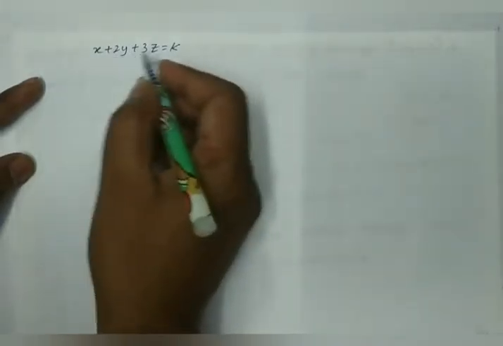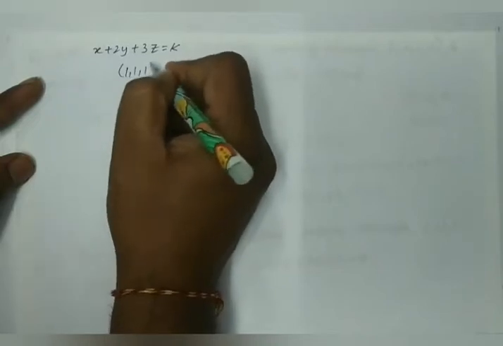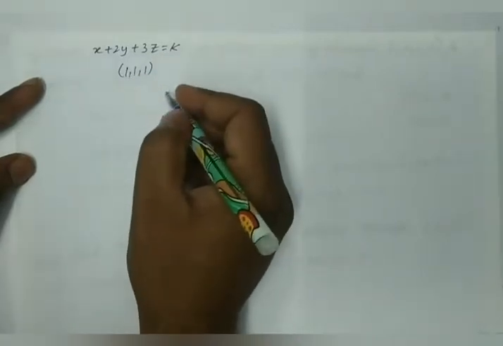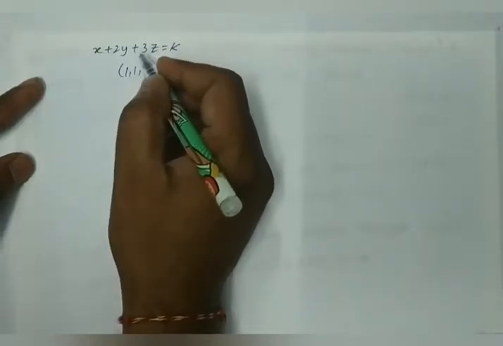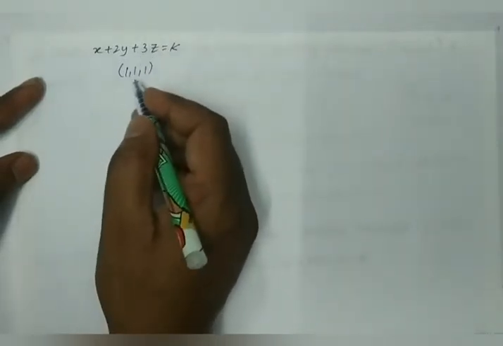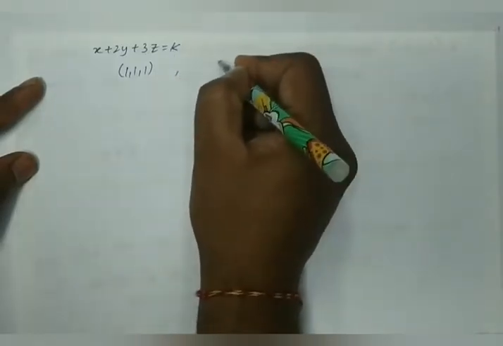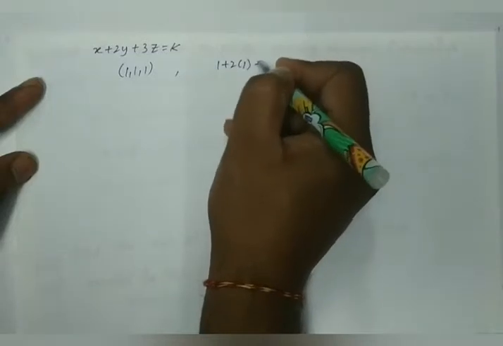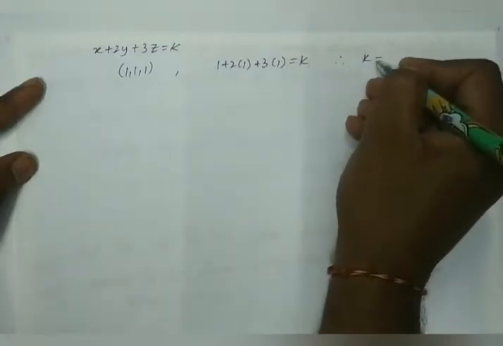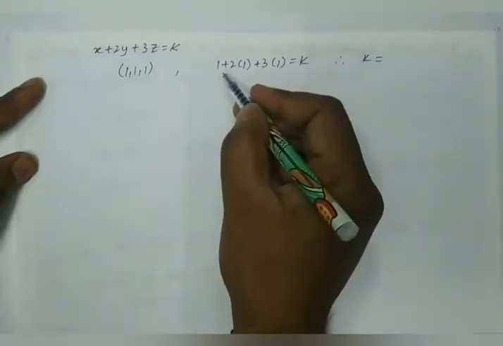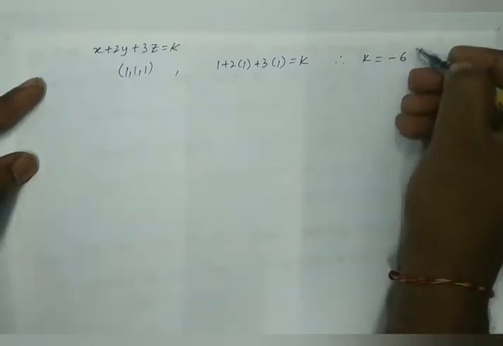But this plane is passing through the point (1, 1, 1), so this point must satisfy this equation. Now let us substitute this point in the above equation. The above equation becomes 1 plus 2 into 1 plus 3 into 1 is equal to k. So from this we get k is nothing but 1 plus 2 plus 3, which is 7. Therefore k is nothing but minus 6.